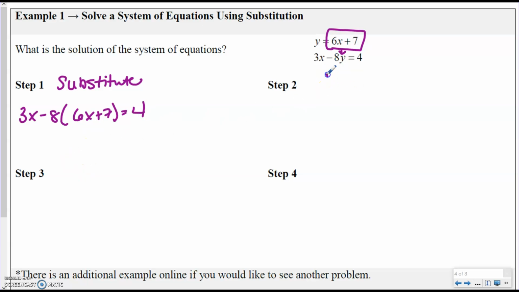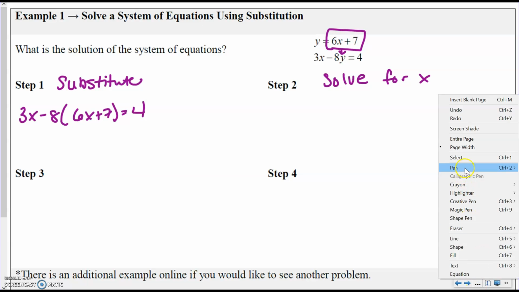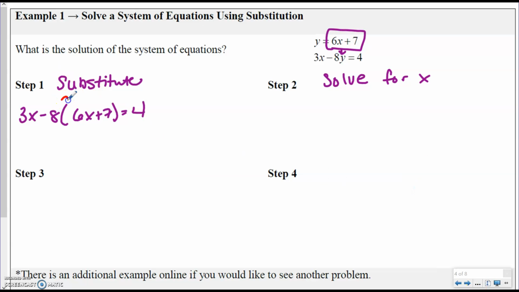Okay, step 2 is to solve for x. So remember, if we have parentheses, we are going to start by distributing through those parentheses. So we're going to multiply here, multiply there. We're going to get 3x minus 48x minus 56. Be really careful with the sign because that is a negative 8 there. We're going to combine our like terms, so we get negative 45x minus 56 equals 4.